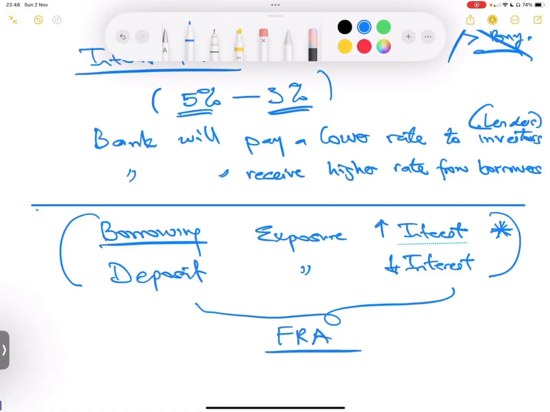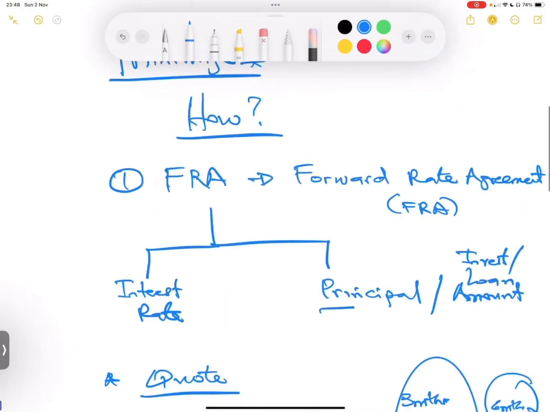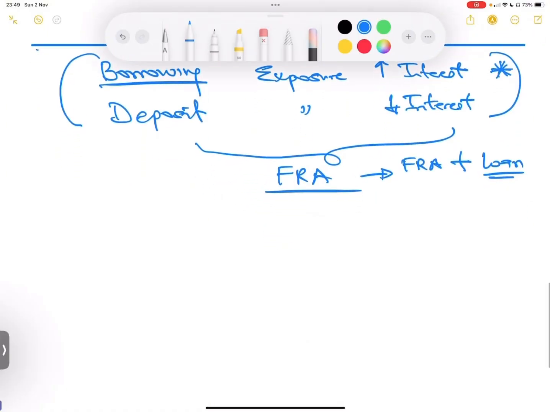But remember what I said, anytime you are thinking of FRA, you need to remember that it is a combination of the FRA itself, which is the rate you are trying to agree for the future, plus the loan itself, the principal. Remember, very important. It's only when you have that combination that you can actually say, okay, you are hedging your risk.